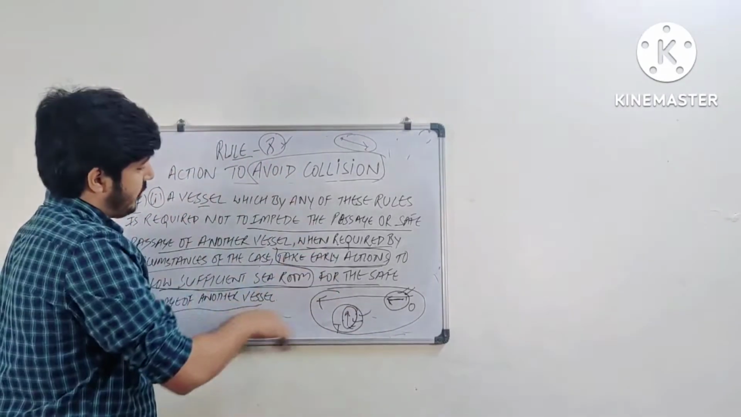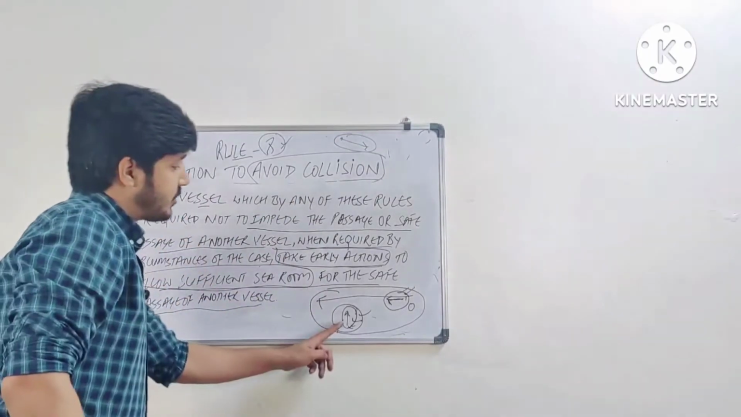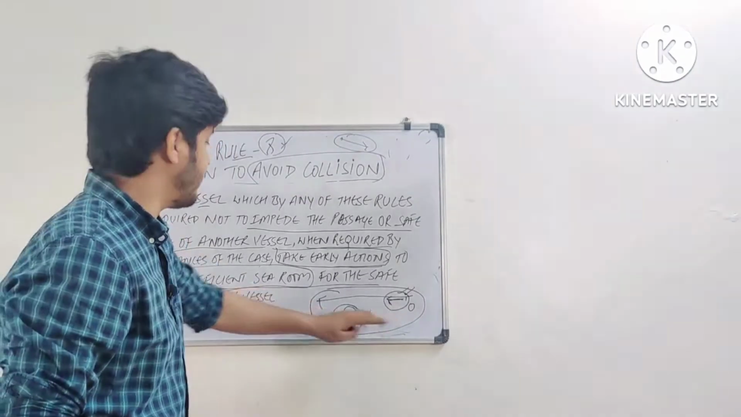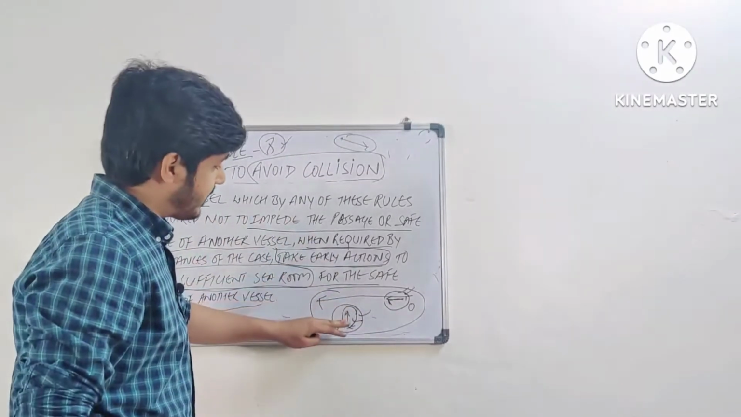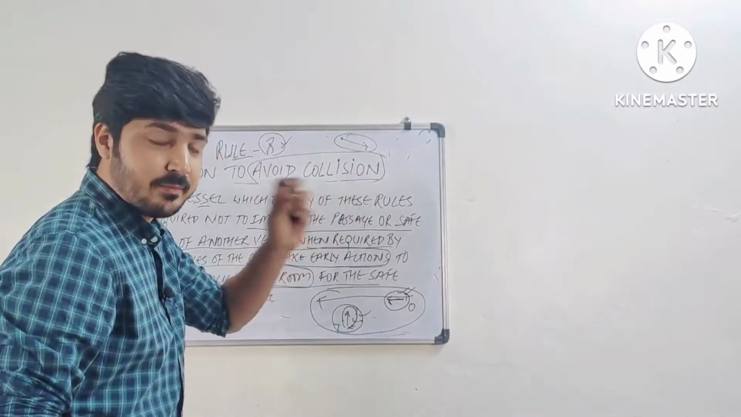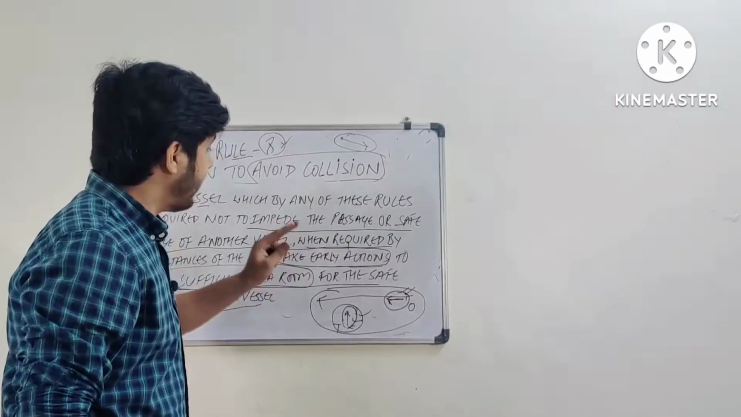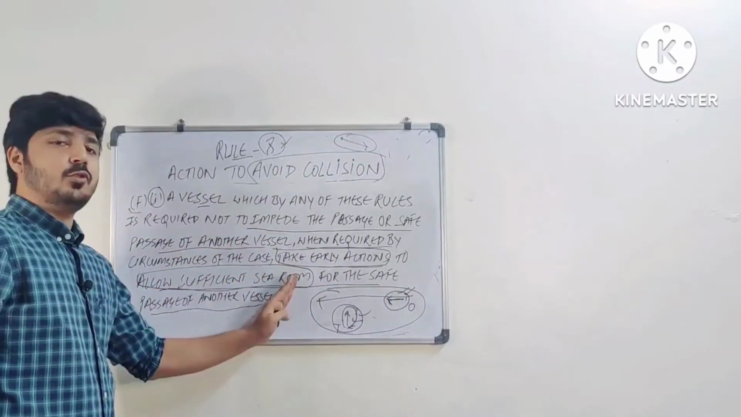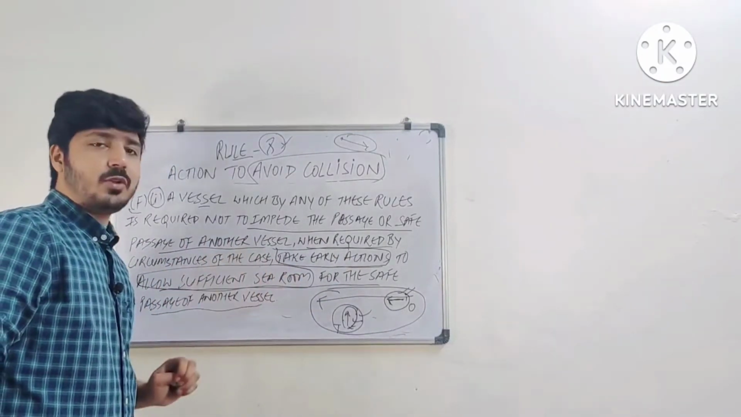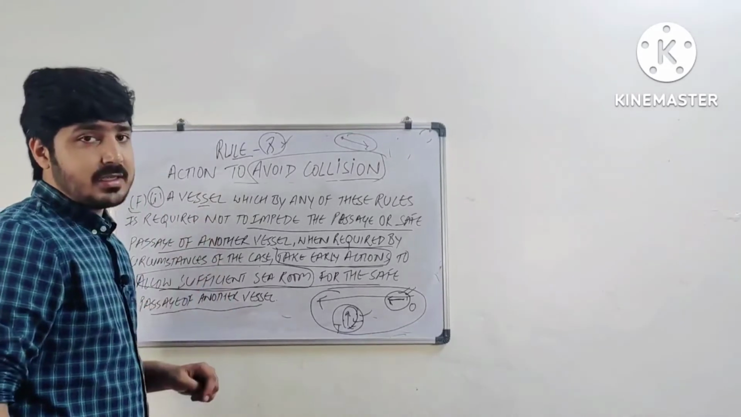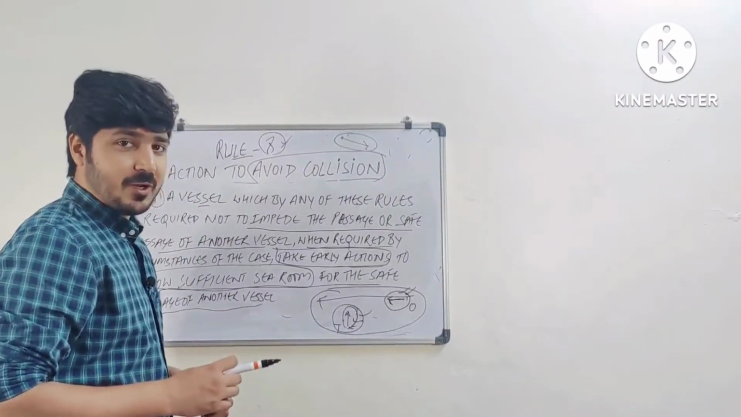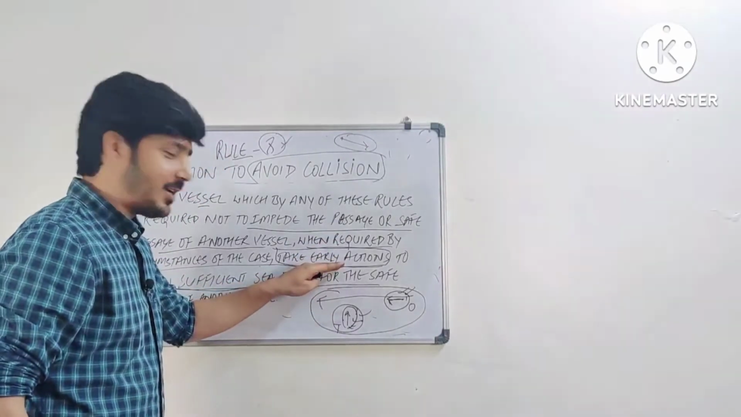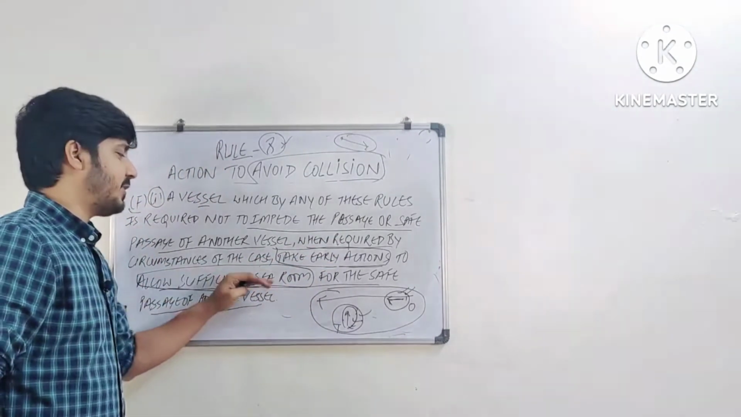Now that is what this part says: a vessel which should not impede the passage of the vessel following the safe passage as per the rules will take early action. Mind you, this wording is very important. Early action for sufficient sea room. Okay, you need to keep this in mind. The second part might confuse this a little bit, but don't worry, you need to understand you have to take early action in this part to allow sufficient sea room.